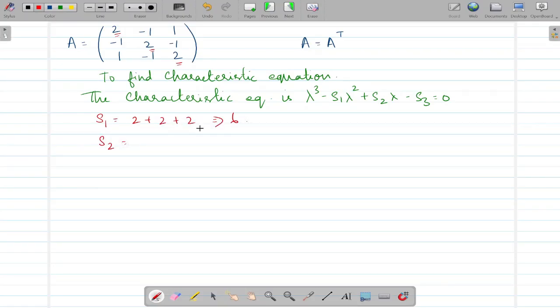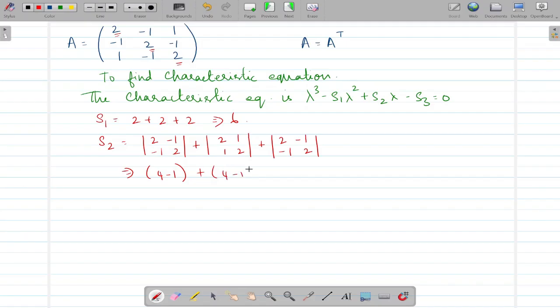S2 is the sum of principal minors, which means you leave the first row and first column and write the remaining elements 2 -1, -1 2. Then add: leave the second row and second column and write the remaining elements 2 1, 1 2. Then leave the third row and third column and write the remaining elements 2 -1, -1 2. Now do the cross multiplication: 4 minus 1, plus 4 minus 1, plus 4 minus 1, which gives 9.